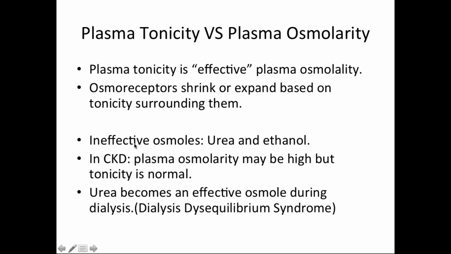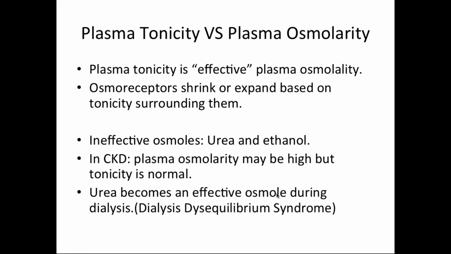So as we talked before, the ineffective osmoles are urea and ethanol. In chronic kidney disease patients, the plasma osmolarity may be high because of urea, but the tonicity is normal. However, there is a situation in which urea can become an effective osmole, and that is during dialysis, when we dialyze someone, and if they have a urea of, let's say, 100, by the end of dialysis, it becomes 35.